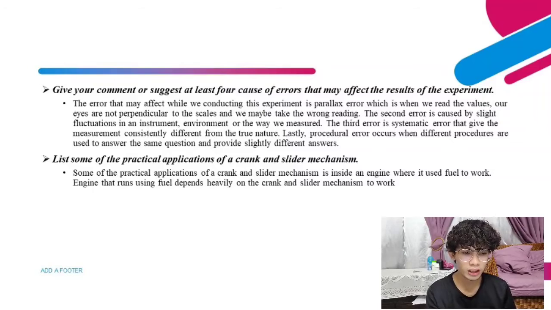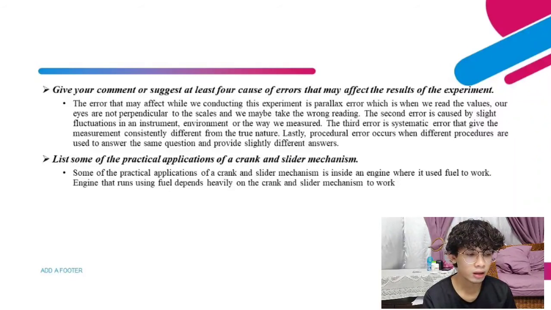Give your comment or suggest at least 4 causes of errors that may affect the result of the experiment. The error that may affect us while we are conducting this experiment is parallax error, which is when we read the values, our eyes are not perpendicular to the scale and we may take the wrong reading.